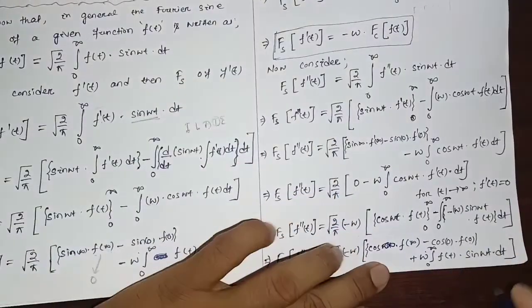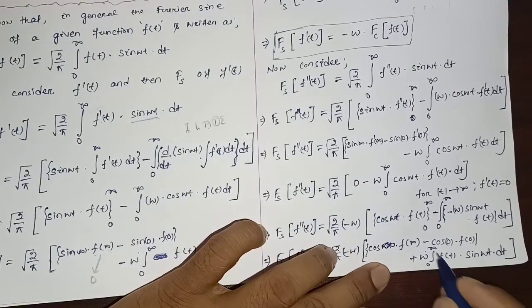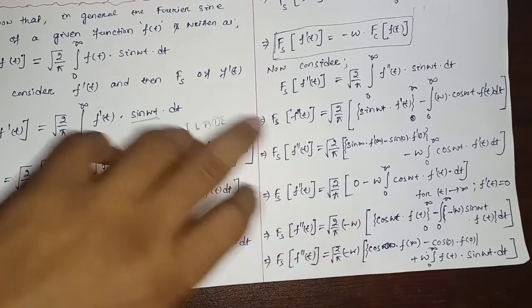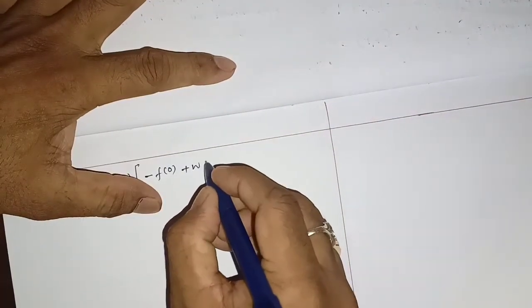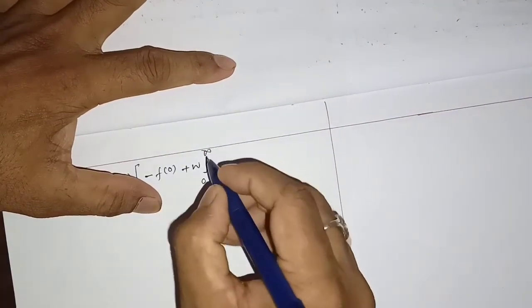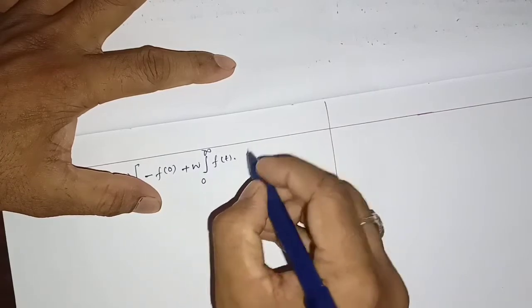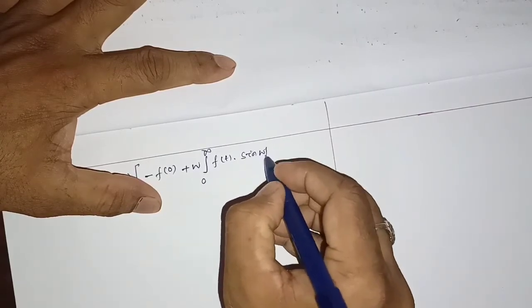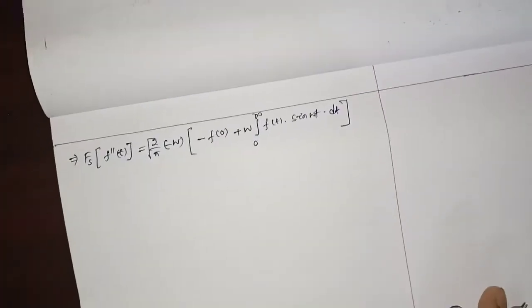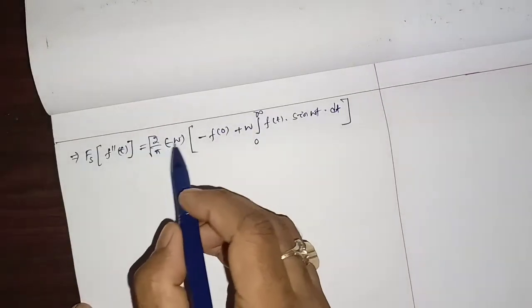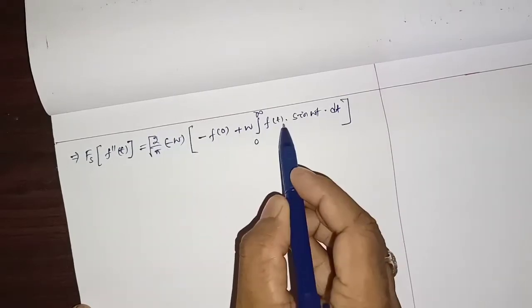Then the next term is plus omega integration 0 to infinity f of t sin omega t dt. Same thing, you have to write plus omega integration 0 to infinite f of t into sin omega t into dt, right? Put the bracket. Now we are going to multiply this term with this one and this one.